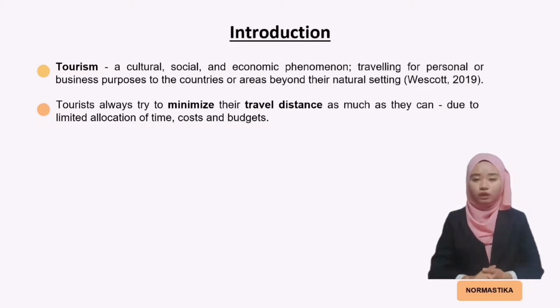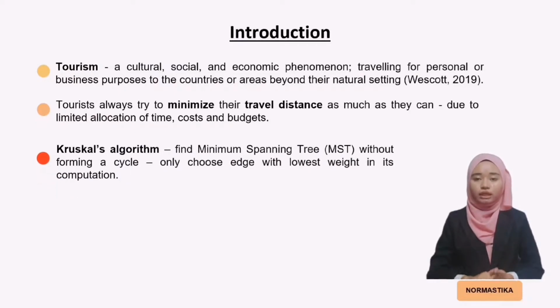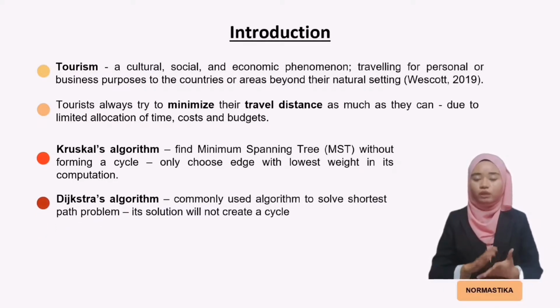In this study, two algorithms, namely Kruskal and Dijkstra algorithm, were used to determine the efficient model and find the shortest path. Both of the algorithms do not create a cycle in their result, which means in this study, the tourist will not repeat the same destination twice.